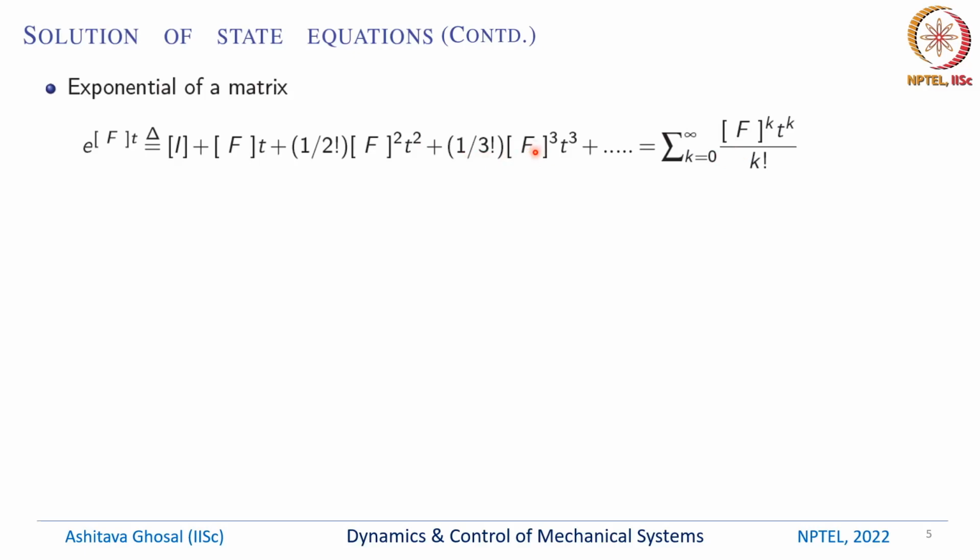Okay, so the dimension of e to the power ft is n by n. Why? Because this is an n by n identity matrix. This is an n by n F matrix, which we have obtained from the state space realization. F squared will also be n by n and so on. This can be written as F to the power k, t to the power k, divided by k factorial.